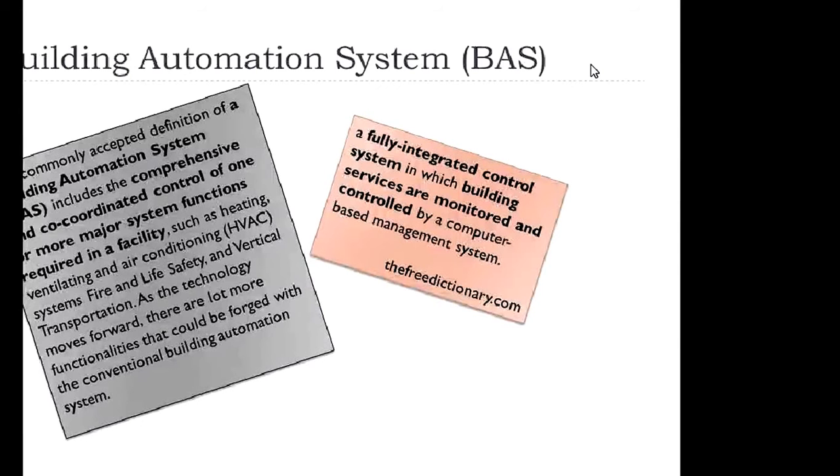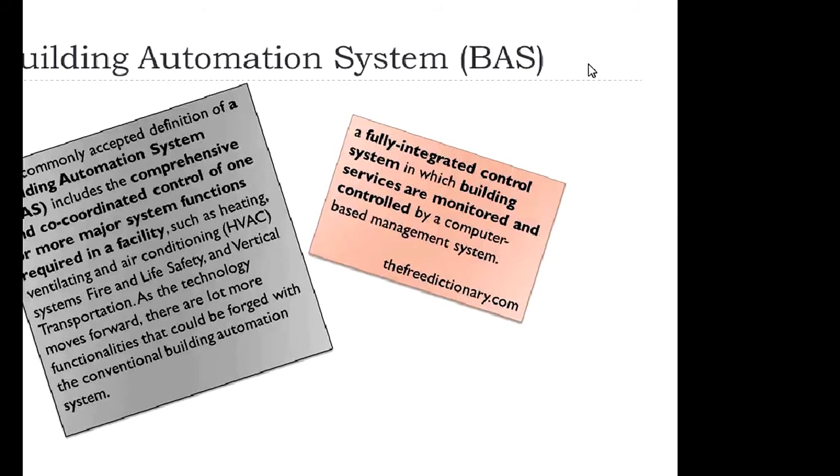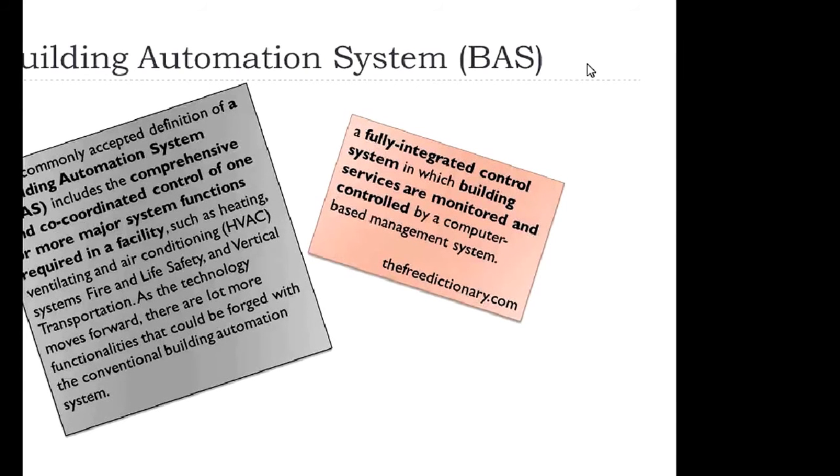Because a building automation system, for example, on the left says it's a comprehensive and coordinated control of one or more major system function required in a facility. So control and automation, exactly like in home automation. And the functions are heating, ventilating, and air conditioning, the same, lighting, plus some other function like fire, like safety, like transportation, and so on. So it seems that a building automation system is just a kind of superset of home automation.